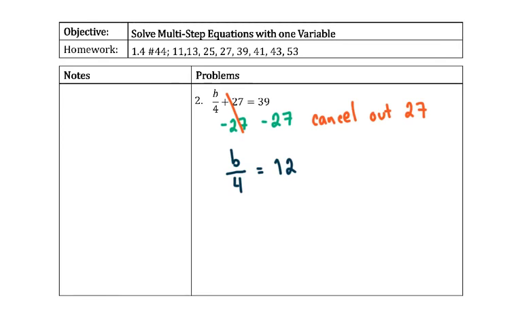As we said, the opposite of division is multiplication. So if we take divided by 4 and we say, I'm going to multiply that, 4 times B divided by 4 cancels out. And we have to do the same thing to both sides. And so we end up with B by itself, so we know that we have our final answer here, B is equal to 48.